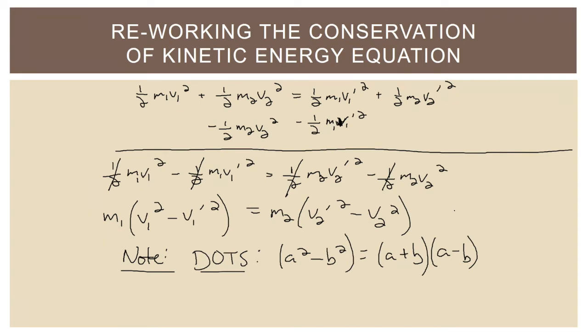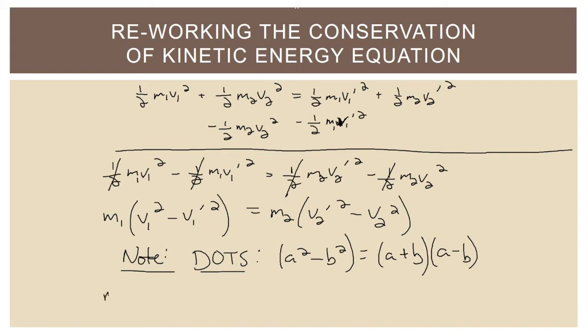So what we really have here is that v1 squared minus v1 prime squared is v1 minus v1 prime times v1 plus v1 prime. I personally even think that's better and more manageable to work with, just because you don't have to square anything anymore. So we're going to get rid of those squares.